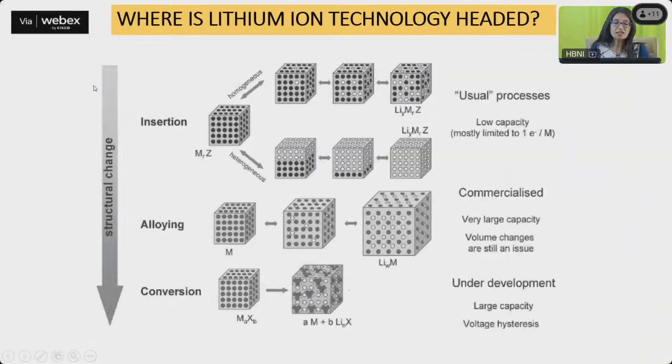So you see the different kinds of materials which you can use. Usually this is what we are using right now. This is the insertion kind of materials. Lithium inserted into cobalt oxide layer, lithium inserted into graphite. So this is what we are using, and this is commercialized. Then you have alloying kind of material. This has very large capacity, but the volume change is still an issue. And conversion materials, you can see this is under development. This is large capacity, but it has a lot of voltage hysteresis. So right now we are still over here, which is commercialized. We are working on this, and this definitely is under development.